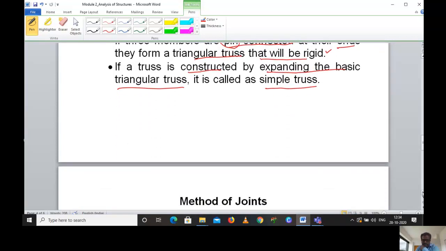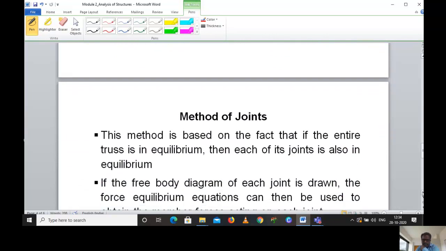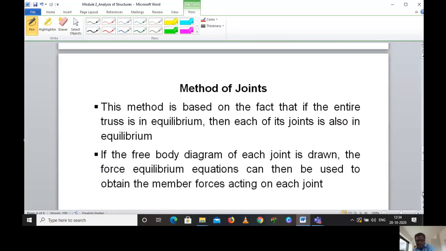So next is the first method of how to calculate the forces acting on the members. The first method is the method of joints. This method is based on the fact that if the entire truss is in equilibrium, and already we have discussed, we are going to consider it as in equilibrium, then each of its joints is also in equilibrium. That one we understood. We have come across problems similar to this. The important thing is the free body diagram of each joint. Anyway, we will draw and solve some problems.